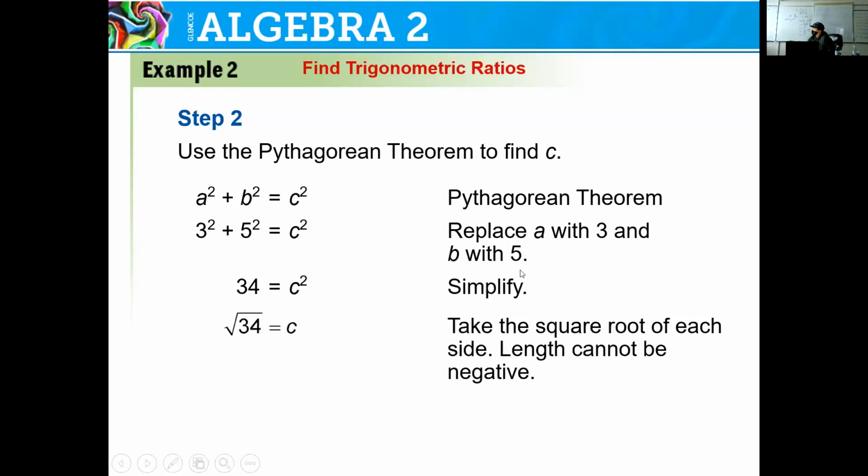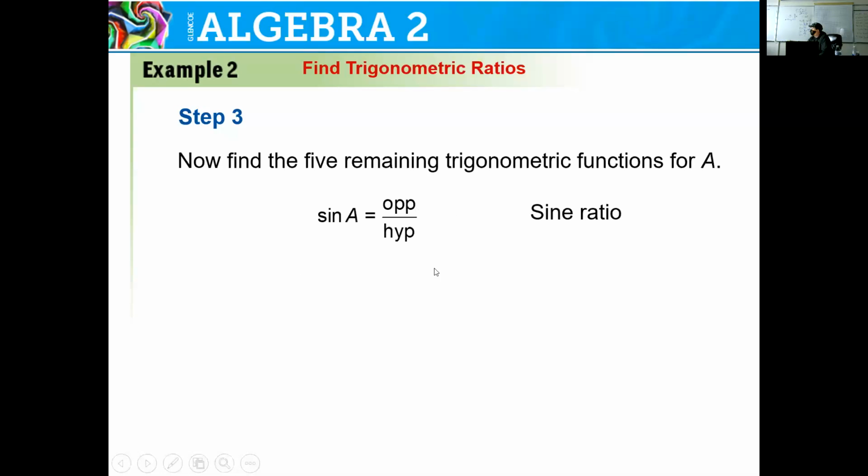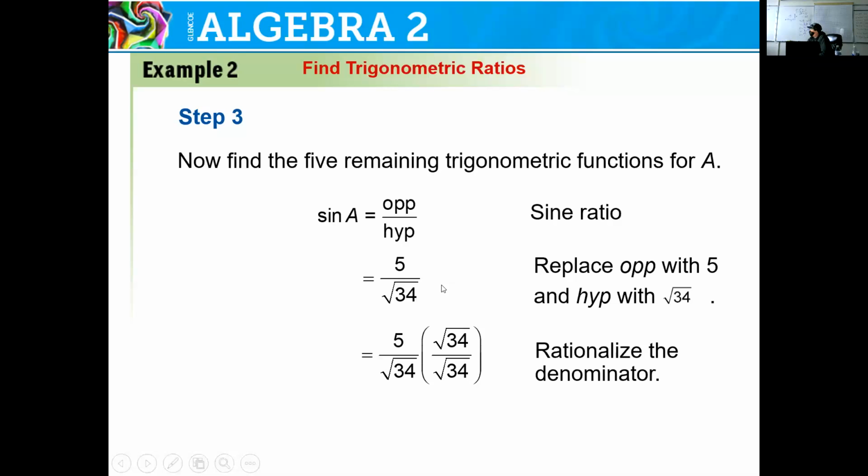So the square root of 34 is c. Length can't be negative. Now we find the rest of the trig functions. Sine is opposite over hypotenuse, 5 over the square root of 34. Then we rationalize the denominator to get our final answer there: 5 square root of 34 over 34.